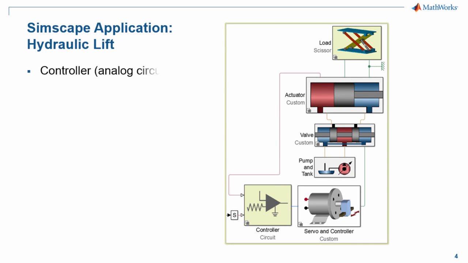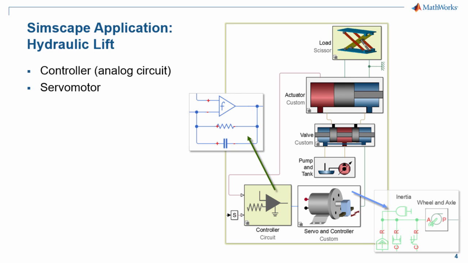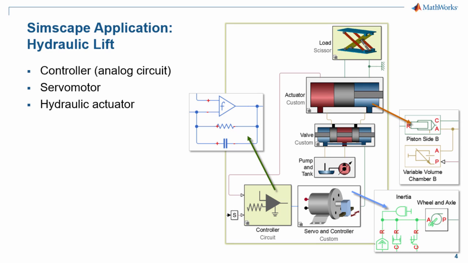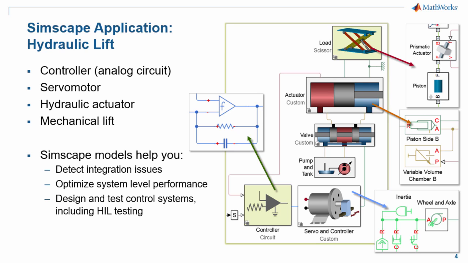Our hydraulic lift has an electronic control system that controls the motion of a servo motor. The servo motor provides linear actuation that moves the spool in a hydraulic valve. The hydraulic valve controls the flow to and from a double-acting hydraulic cylinder. As that cylinder extends and contracts, it raises and lowers a load on a scissor jack. Simscape is used to detect integration issues between the different systems, to optimize system-level performance, and to design and test control systems, including hardware-in-the-loop testing.